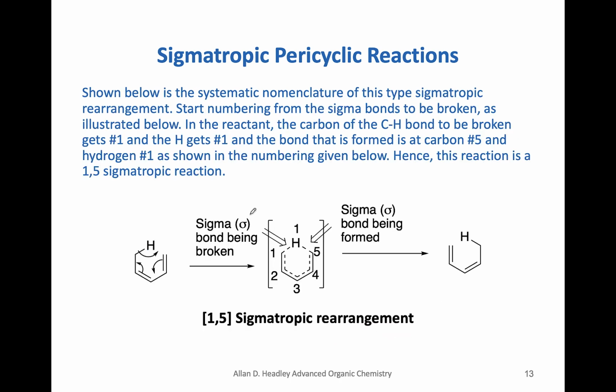So let's look at the nomenclature of this type of sigmatropic reaction. Here, we need to start numbering from the sigma bond to be broken. So we have this bond here that will be broken. By the way, this should be the sigma bond to be broken, as illustrated below. So we start numbering here 1 and 1, because that's the sigma bond, the CH bond that will be broken.